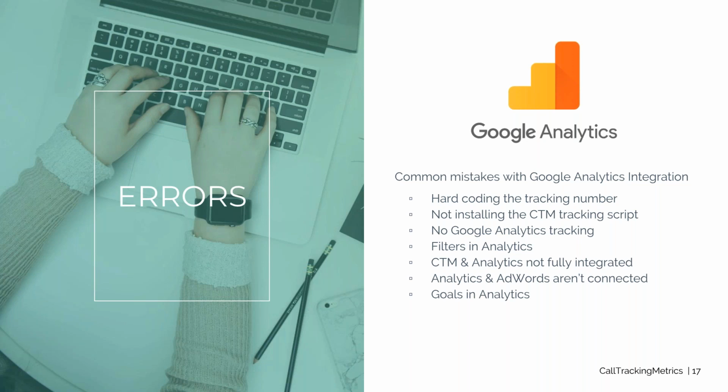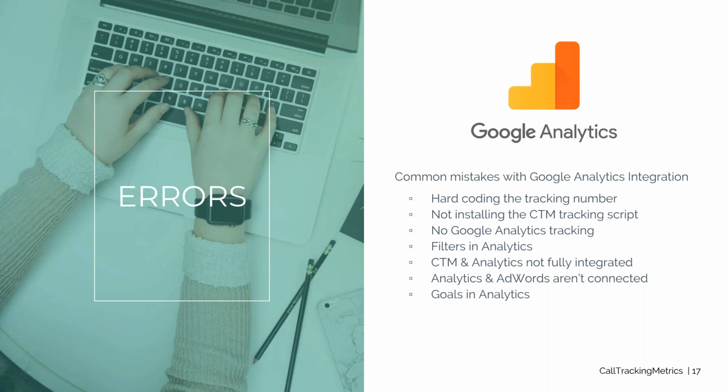The next one is filters in analytics. Filters in analytics, like we covered earlier, can prevent our calls from going into analytics. If our calls can't go into analytics, they can't be goal completions, and then they can't be imported into AdWords. So if you're seeing your events reporting spotty, be sure to check the analytics troubleshooting button on the bottom of the integration page and see if you have any filters that could be preventing your events from showing up.